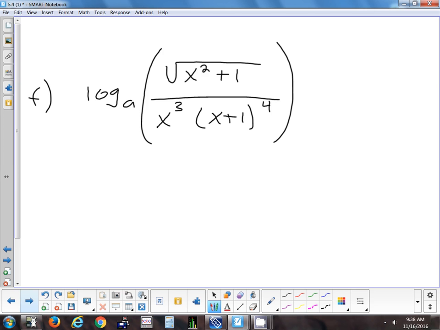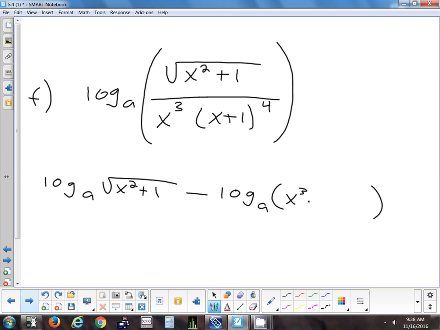Tell me just how you split up a fraction. What operation? Subtraction. So I'm just going to start by writing log of the top minus log of the bottom. That's going to separate it into some simpler problems. Type everything that you have in the bottom, x cubed times, actually, just put parentheses. Now we've separated it into at least a little bit simpler.